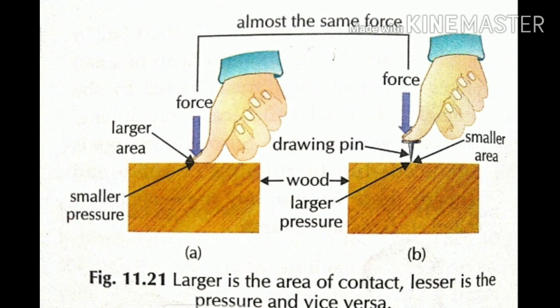The drawing pin goes into the wood due to its sharp tip. The force of the thumb falls on a very small area of the wood through the pointed tip of the drawing pin. Due to this, force per unit area on the wood becomes very large. Thus, the effect of force depends on the area of the object on which it acts.